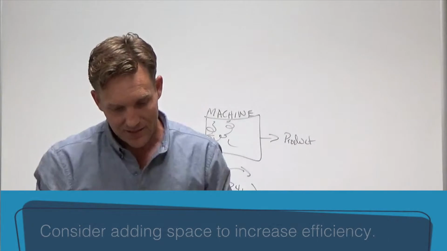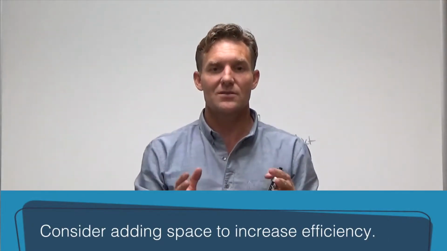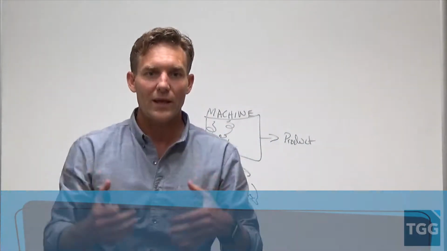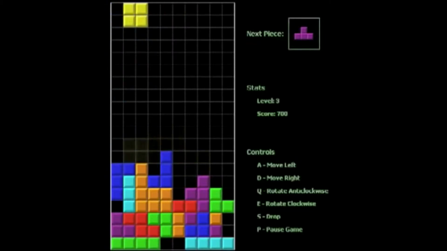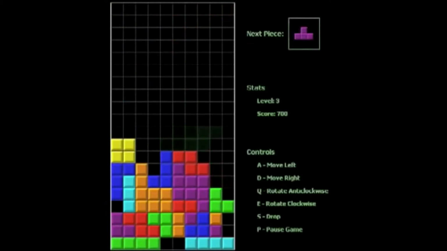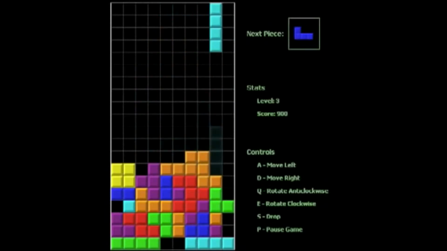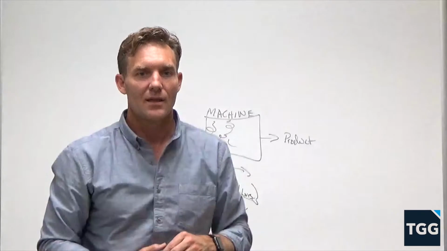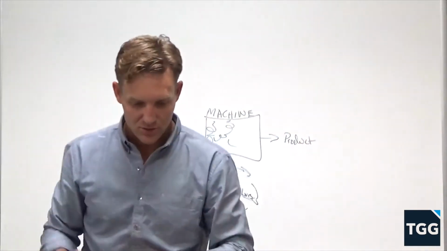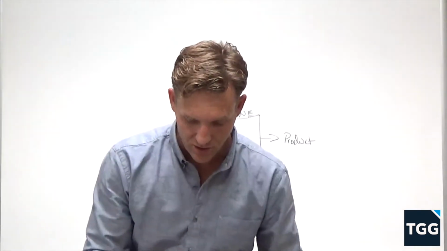The next thing is consider adding space to increase efficiency. If everyone is sitting there waiting on the unfinished goods to come in the door, and then you have to go down the street to get it, or you have to go across the block to get it, if you add space in your manufacturing facility to accurately forecast the unfinished goods needs, you're going to be much more efficient at producing those goods, and that also is going to decrease your cost of goods sold.